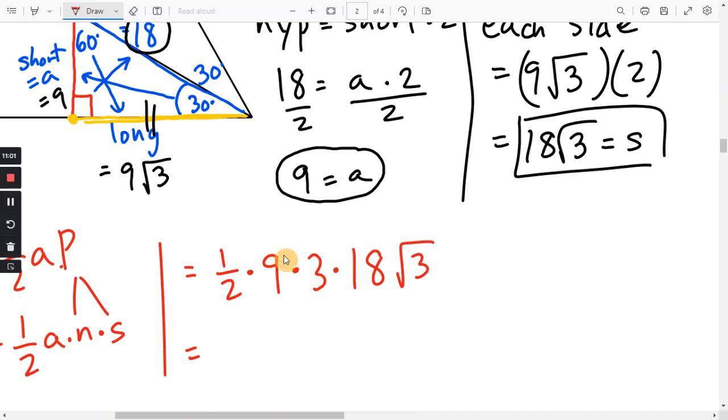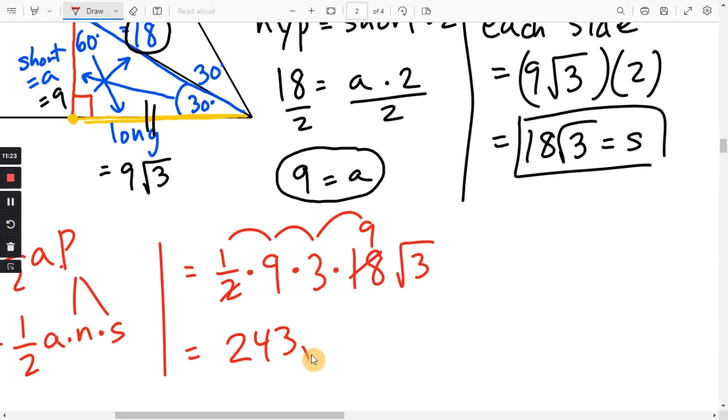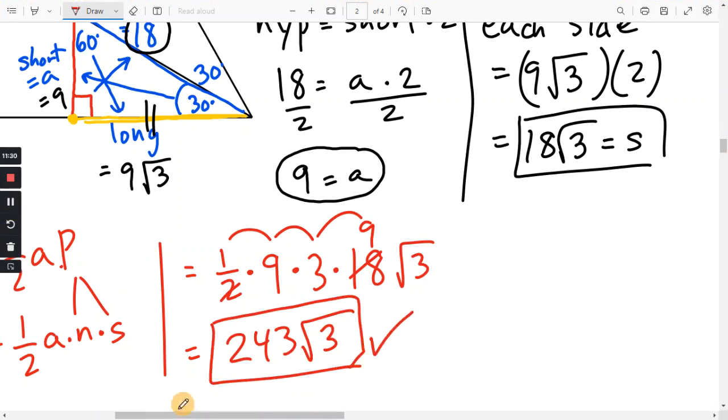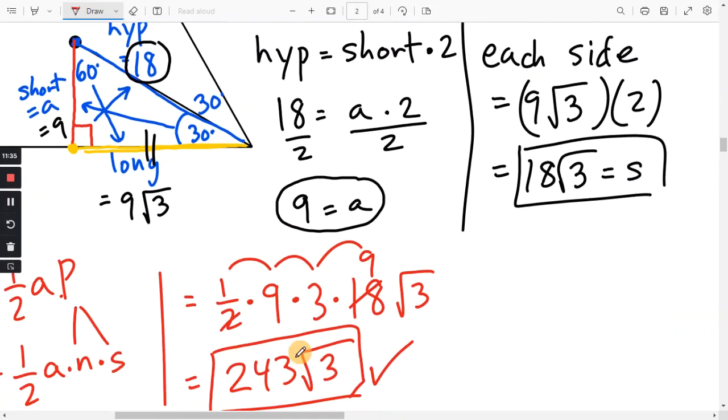All right, simplifying, these are all numerators except for the 2. 18 divided by 2 is just 9. Okay, and now we have all numerators. 1 times 9 times 3 times 9. I'll do 9 times 3 times 9 and then add radical 3. 9 times 3 times 9, I get 243. And we still have radical 3 left over. Final answer. There weren't any units, but if there were, the units would be squared because it's an area.